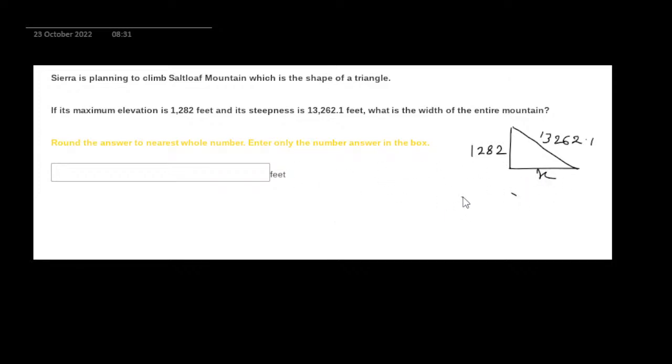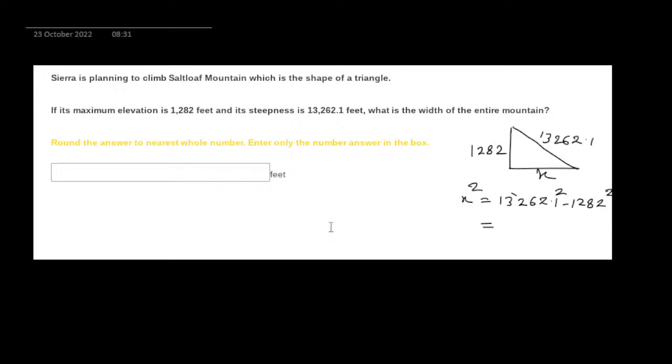So suppose this is x, I have x square will be equal to 13262.1 square minus 1282 square. Okay, so I calculate this and I will get the answer, let us calculate here. It is 13262.1 square minus 1282 square. Okay, then I will take its square root, so power 0.5.